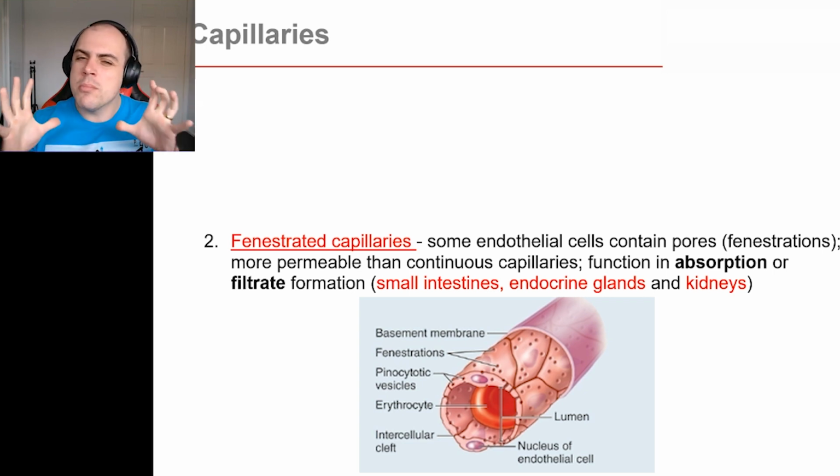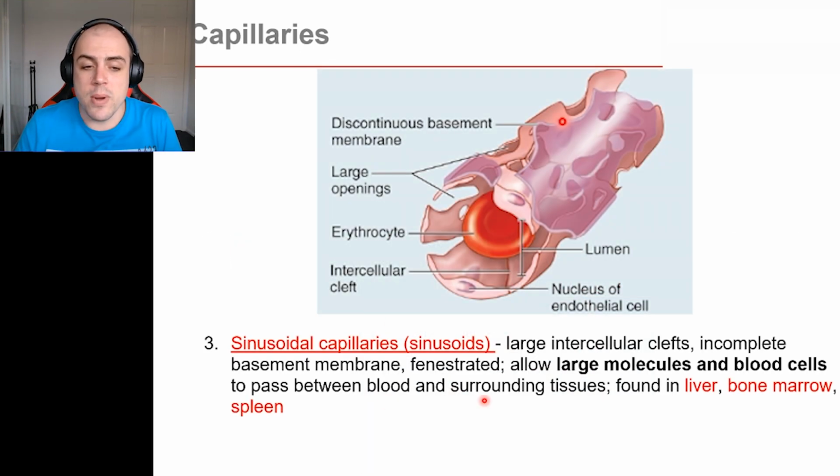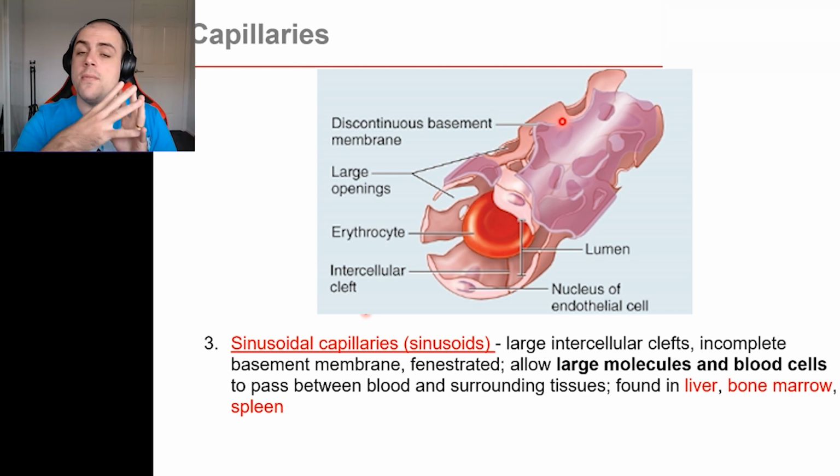So these are sort of bigger molecules, but nothing overly huge. Now, our last one are our sinusoidal capillaries. These are basically, it looks like they've gone through a shredder. There's much bigger holes here, and we typically see these in our liver and in our bone marrow or in our spleen. And these holes are big enough that entire cells can fit through them.